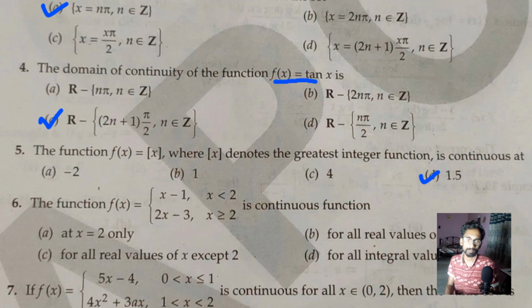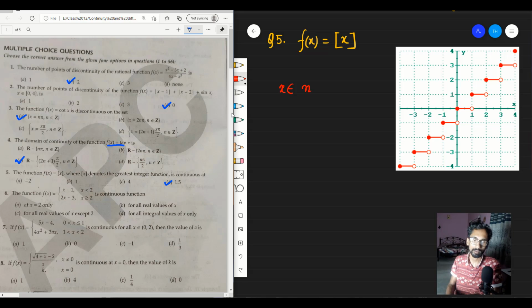So at x equals 1.5, the function will provide a particular value, and that value will be 1, because for x lying in between 1 and 2, the value of the function is 1. So that means option D is the correct answer.